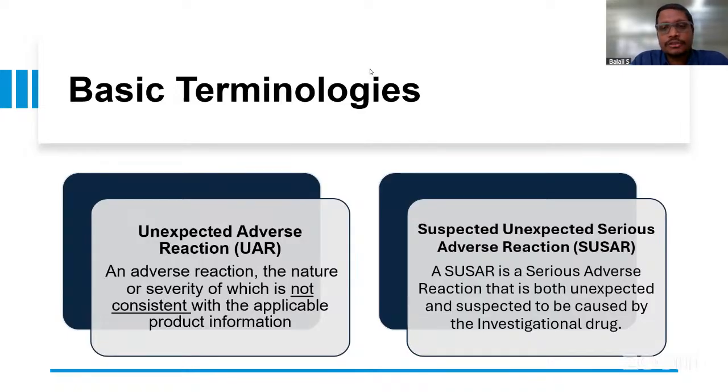Then the next terminology is suspected unexpected serious adverse reaction. We abbreviate it as SUSAR, which is a serious adverse reaction that is both unexpected and suspected to be caused by an investigational drug. Any unexpected reaction or any suspected reaction, in both cases, if the reaction is serious in nature, then we call that reaction a suspected unexpected serious adverse reaction.